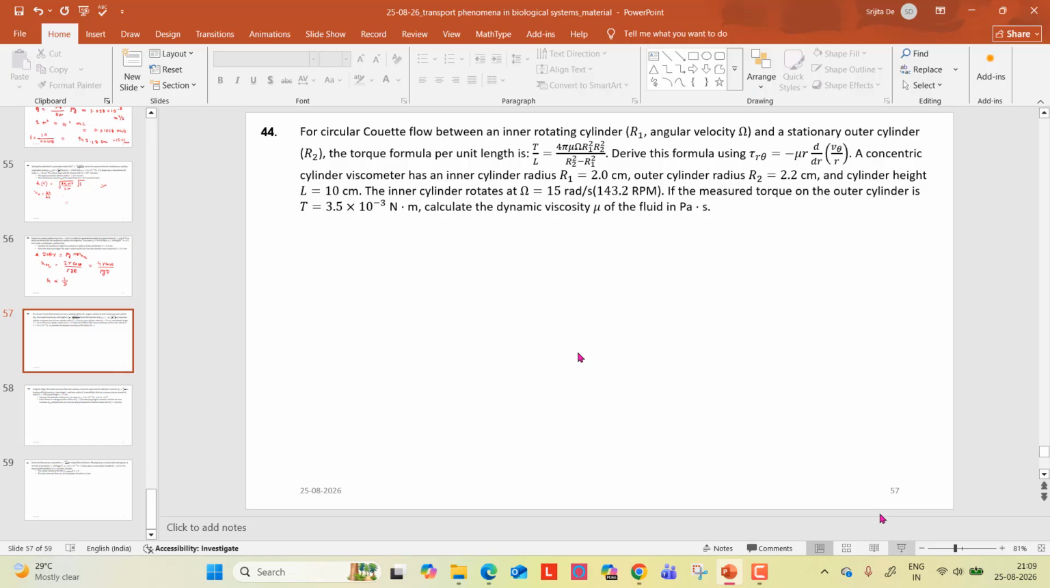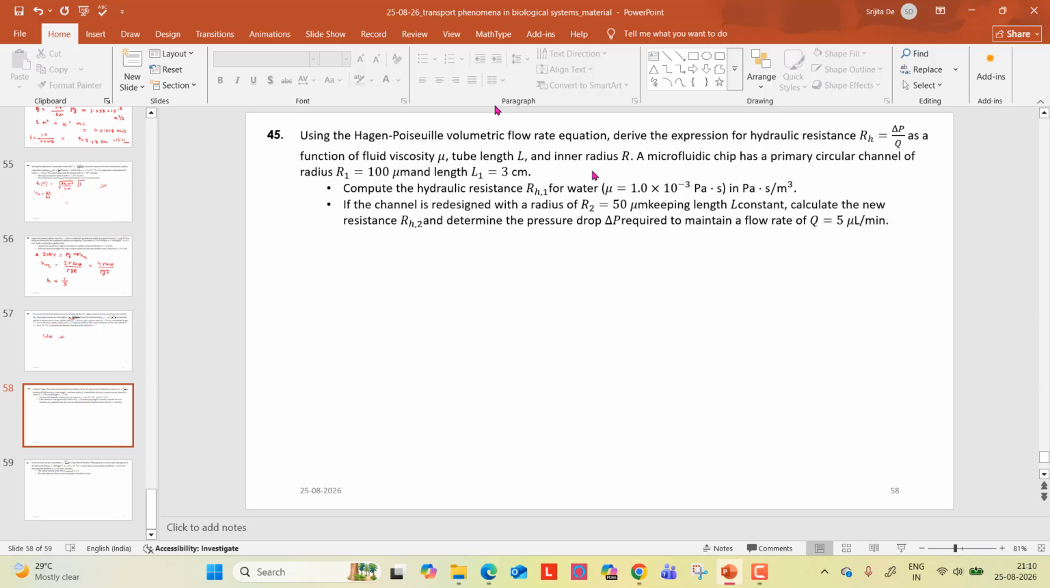So this is already done. I'm not going to do this. A concentric cylindrical viscometer has, so all the parameters are given. If the measured torque on the outer cylinder is also given, calculate the dynamic viscosity mu. So everything is given. You only need to put the value, you need to get the value here. From here you need to get the solved mu, solved mu from this equation.